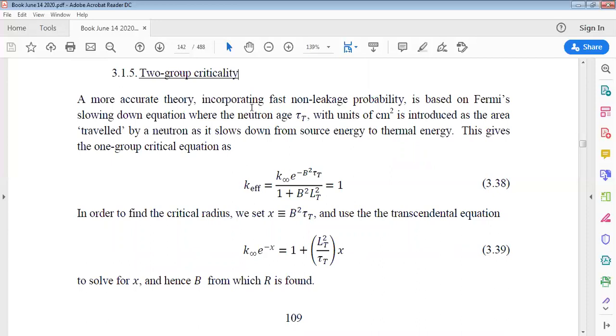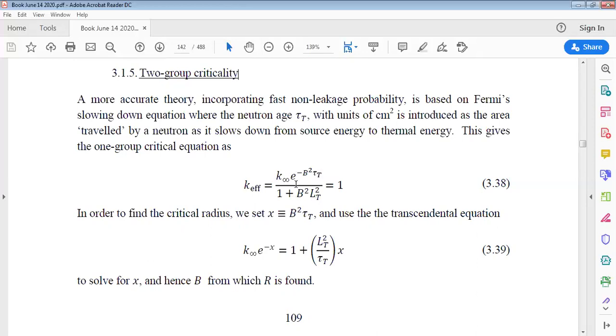A more accurate theory incorporating fast non-leakage probability is based on Fermi's slowing down equation, which I think I did in lecture 6, where the neutron age had units of centimeters square, and remember what it was physically. So this gives the one group critical equation if you use the one group. So in the one group, the K effective has got to be 1. Remember that cycle where you start with a source and epsilon p eta f times the two non-leakage probabilities. Now this is the non-leakage probability for fast neutrons, and this is the non-leakage probability for thermal neutrons, 1 over 1 plus B squared L squared.